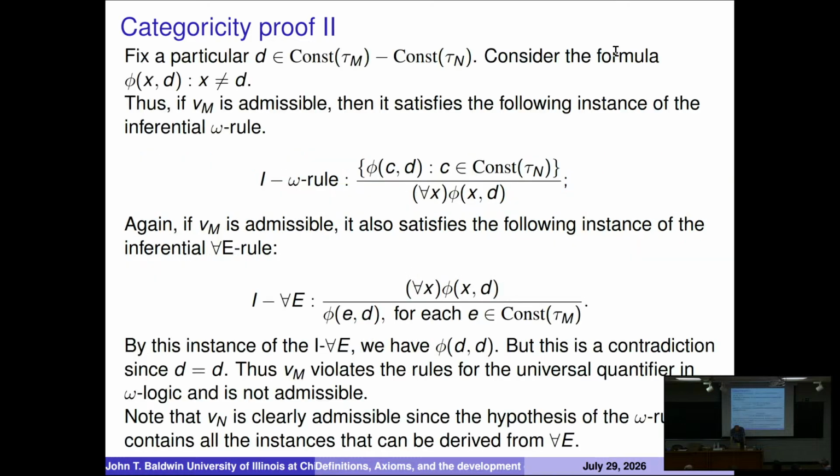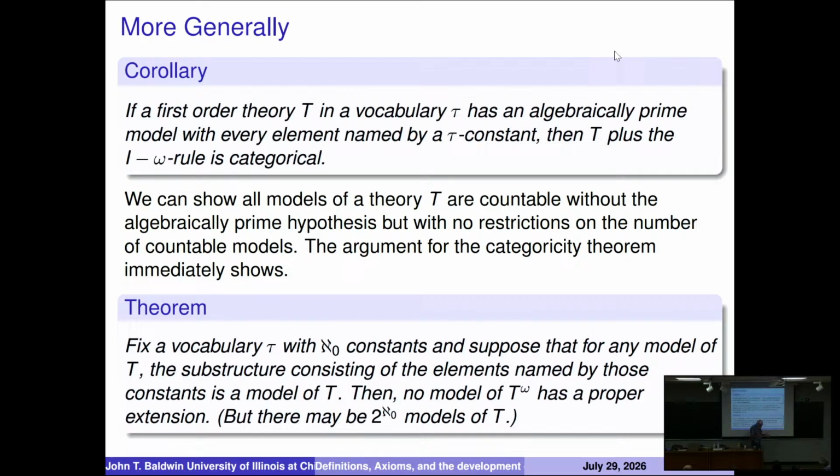I used Robinson's Q as an example because everybody is more or less familiar with that particular structure, but the structure had absolutely nothing to do with it. There's no arithmetic actually involved here. You take any theory with countably many constants, and suppose that the structure generated by those constants can be embedded in any other model. Then no model of T omega has a proper extension.